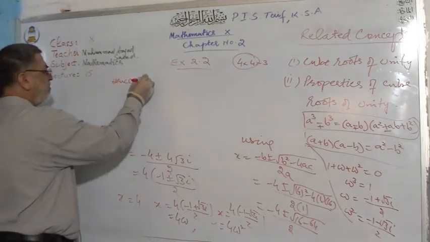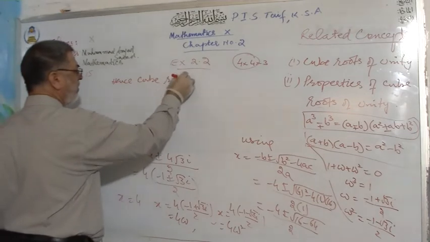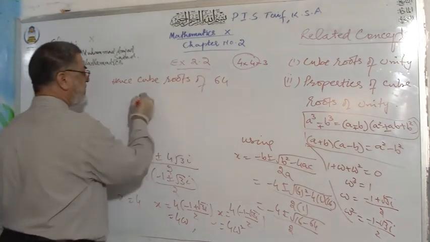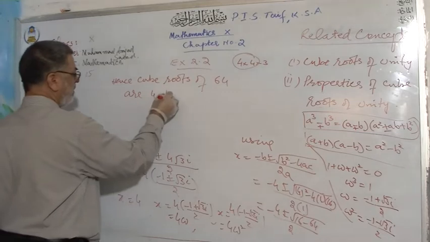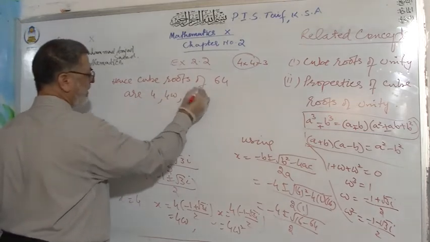Hence, cube roots of 64 are 4, 4 omega and 4 omega square.